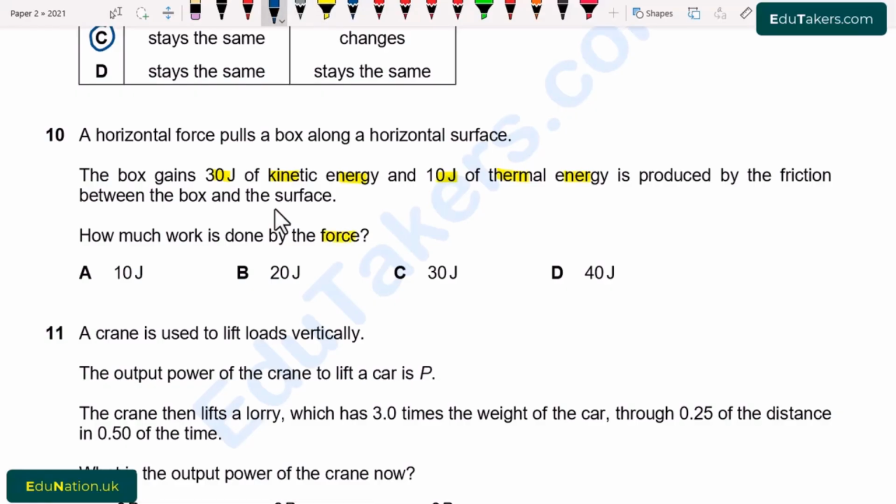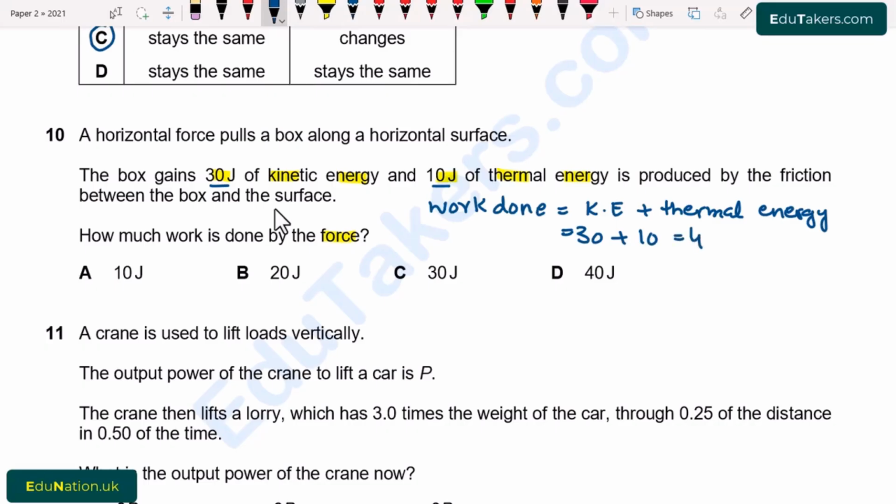So in this case, work will be equal to the sum of thermal energy plus kinetic energy. I write here: work done will be equal to kinetic energy plus thermal energy. The value of kinetic energy is given as 30 joules plus thermal energy is 10 joules. So the work done will be equal to 40 joules. From here option D is correct.